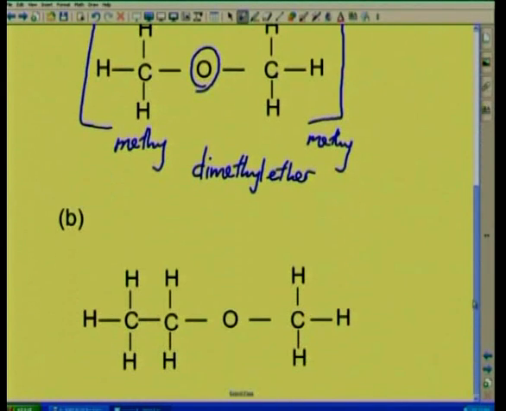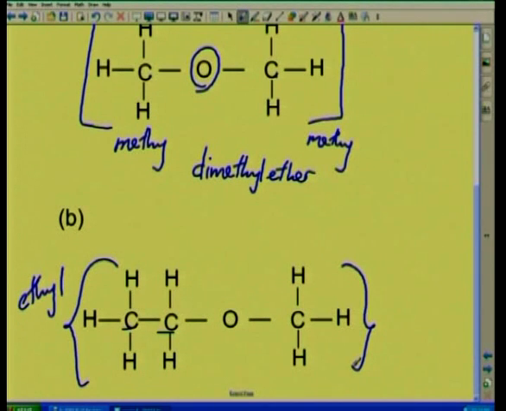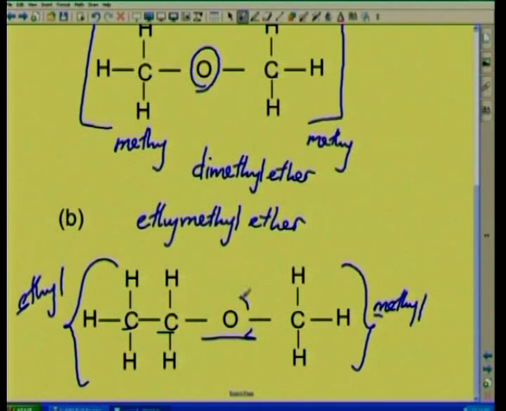Okay, that's it. The next one, you look at this one, this part here, you can see 2 carbon atoms, so this is an ethyl group. And this is 1 carbon atom, the methyl group. And so how are we going to name this? Remember, we need to look at the alphabet. Now, E and M, which one comes first? E comes first. So this will be ethyl methyl ether. Ether because there is the central oxygen atom in that structure.